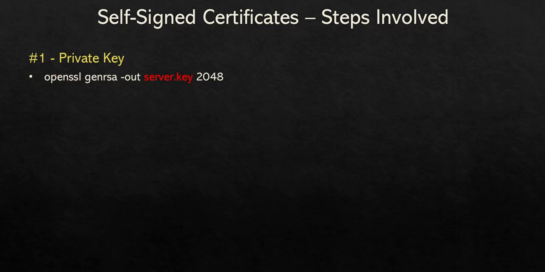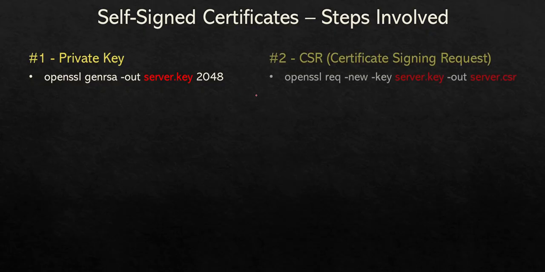So here is the command to create the private key, right? The first command: openssl genrsa -out server.key 2048. This is the syntax to create a private key. Here the name that I have given to the private key I wanted to create is server.key. The name can be anything, but the syntax remains the same.